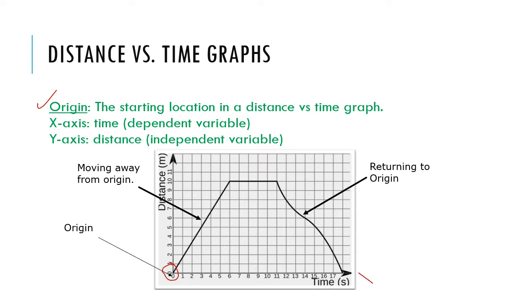Next, on our x-axis, what are we measuring? Yep, time in the unit of seconds. That is our dependent variable. And on the y-axis, what are we measuring? We are measuring distance with the unit of meters. This is our independent variable. Remember, this is the one that is changing.